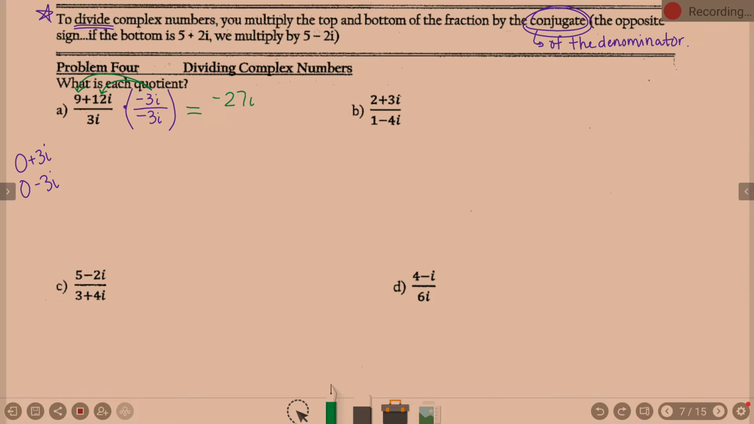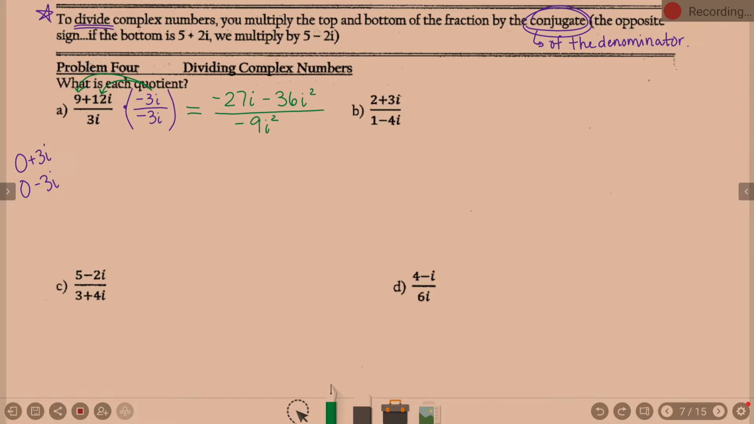Negative 27i. And then what is 12i times negative 3i? Minus 36i squared. And it's important to know whether it's i or i squared, right? When you do i times i, it's i squared. Denominator. What's 3i times negative 3i? Negative 9i squared. 3 times negative 3 is negative 9. i times i is i squared.